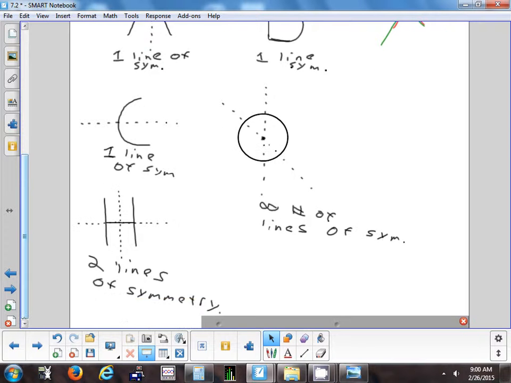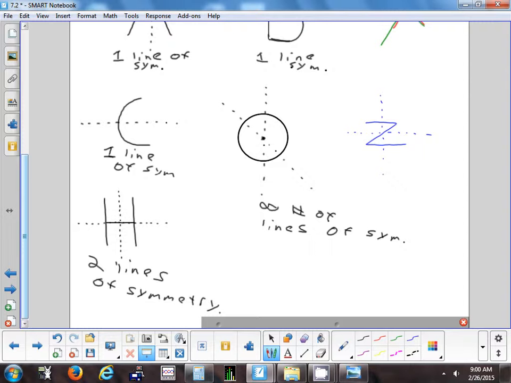How about a capital Z? Let's look at it. I don't think there's any symmetry there, because if you reflected it, this point would end up down here, so that wouldn't work. If you did it this way, this would end up over here. So I don't think a Z has any lines of symmetry.